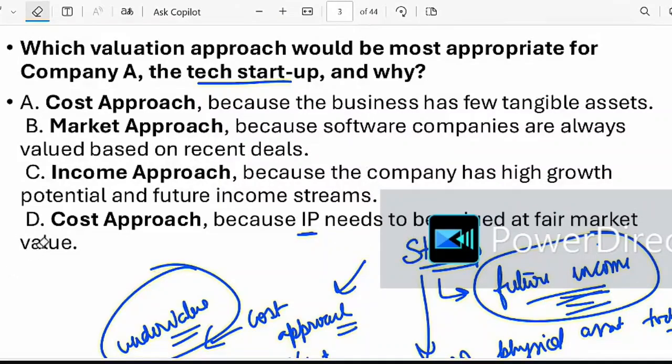So friends, this is the question. The answer to this question is the income approach. You must know what the cost approach is, what the market approach is, and what the income approach is. Why is the answer the income approach? Because this is a tech startup. It does not have any physical asset today, but it has a supreme quality: it has huge future income generation. So we will use that, and this is nothing but the income approach. It has huge future income.